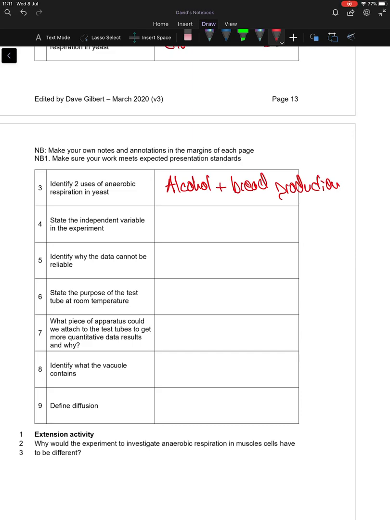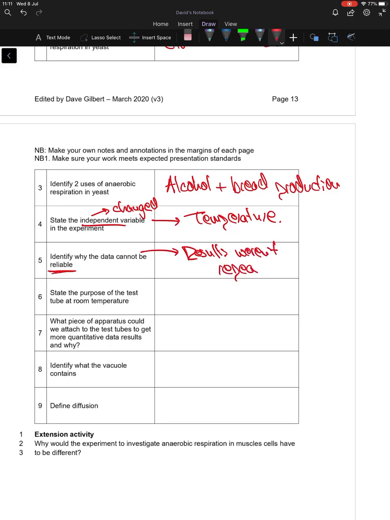Now, in the experiment that I was mentioning, the independent variable is the thing that's being changed. So in the experiment, what was being changed? It was the temperature. Now, what makes an experiment reliable, and why might this one not be reliable in terms of results? Because results weren't repeated. Because why do you repeat results? You repeat them in order to see if there are any anomalies, strange results that have happened that you can't explain, and be able to calculate a mean or an average.